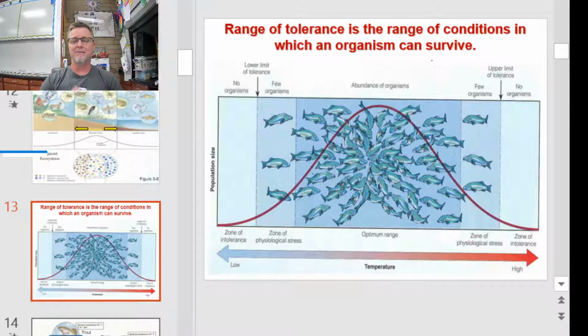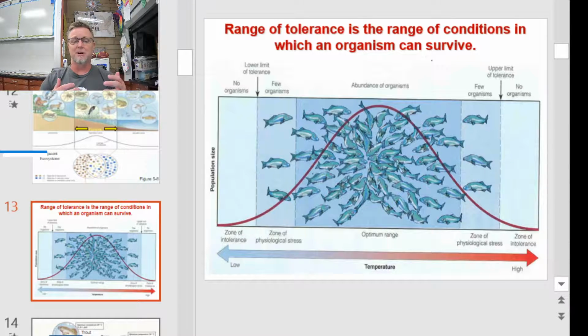So basically at that point, the population will start to suffer. The fish in this case will reproduce at a much less successful rate, but if we can get the temperature back into the optimum range relatively quickly after being in this physiological stress area, the population can recover. It's when we get into the zone of intolerance that we've got a problem.